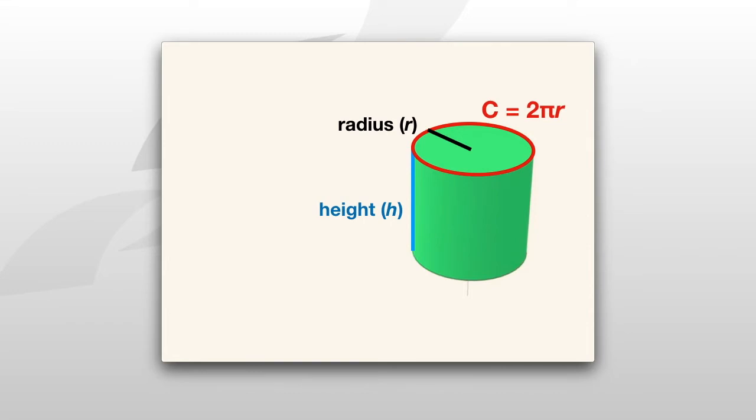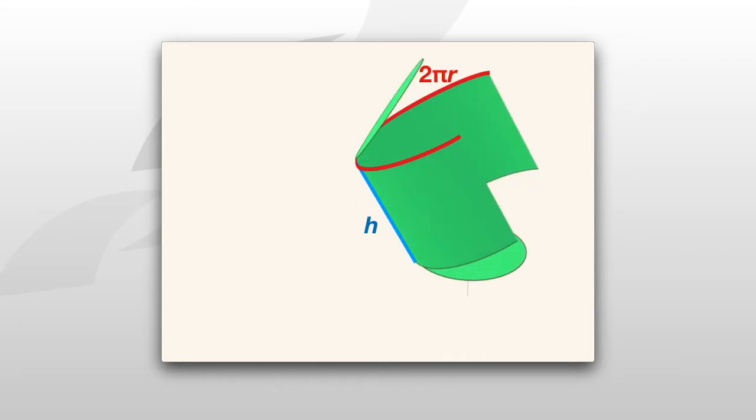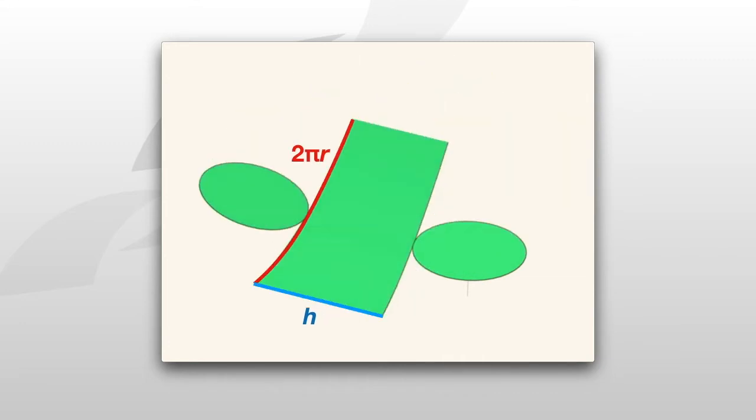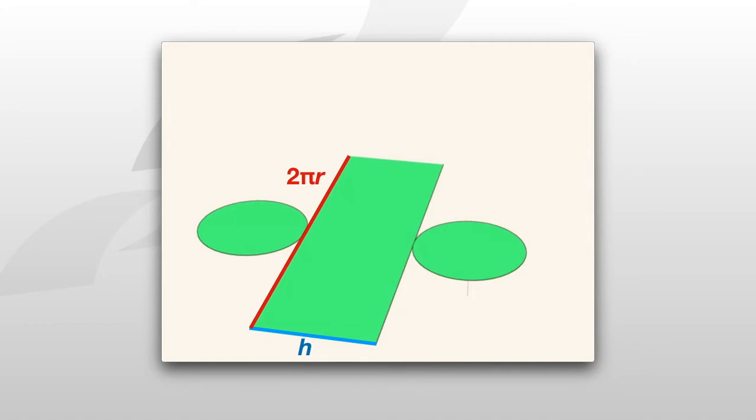Before we take a closer look at that again, let's label some measurements on the cylinder. As with a prism, a cylinder has a height. Its base is a circle, so it has a radius and a circumference. Watch the circumference closely as we unfold the cylinder once more. Notice that the curved surface of the cylinder becomes a rectangle when it's unfolded. The circumference of the circle is one dimension of the rectangle, and the height of the cylinder is the other.